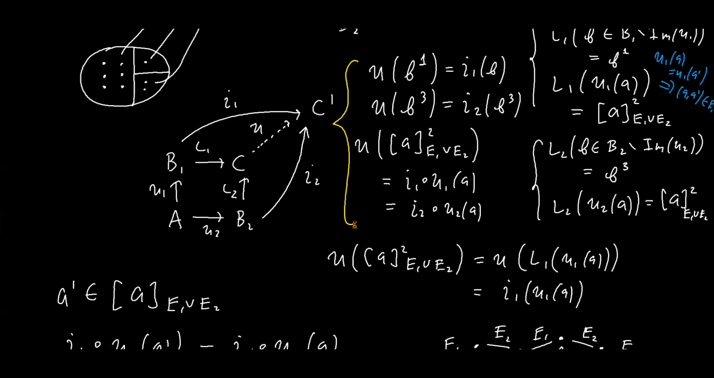this definition of U, so U defined this way, is well defined. We already talked about why it must be unique, and so then the result has been proven.